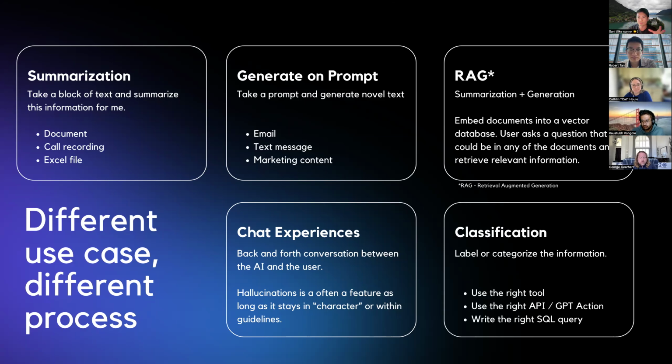And the last one is classification. It's like labeling or categorizing the information. You actually want the LLM to classify this information and make sure it's labeling it correctly. It could also be using the right tool, the right API or GPT action. We can talk about that a little bit later. But it's also like, hey, are they generating the quote unquote right SQL query as well? So I consider that classification.